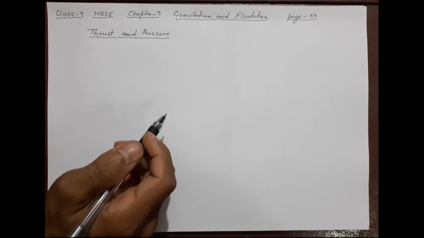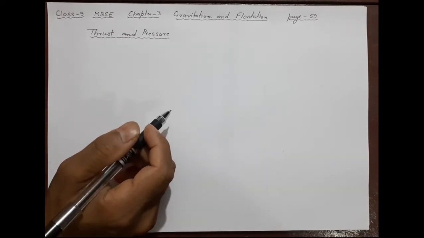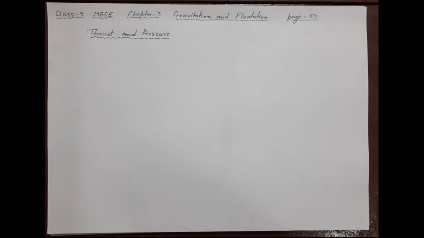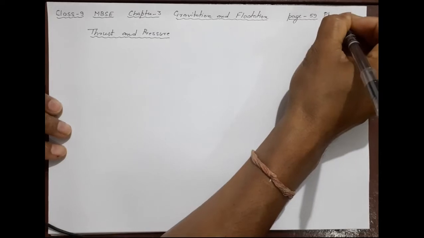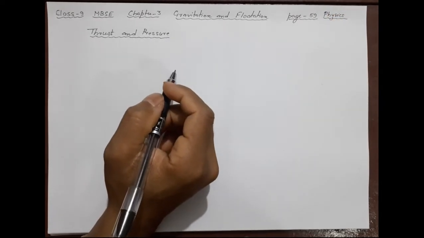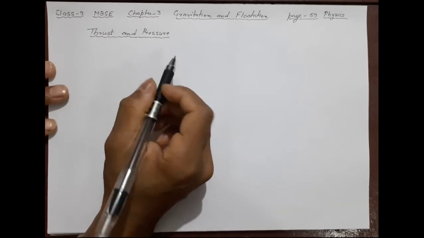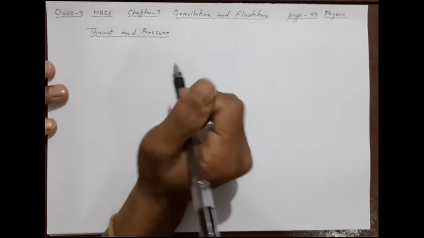Today we will be doing class 9 MBSE, Mizoram Board of School Education, chapter 3 of science, physics. We have finished chapter 2, and in chapter 3 also we are in the second part, thrust and pressure. Gravitation is already done. Now flotation. In flotation we will study thrust and pressure.